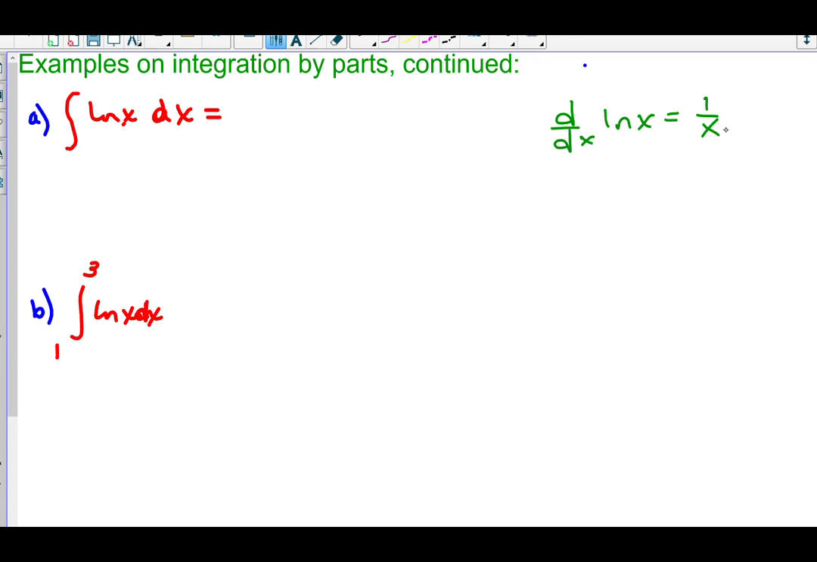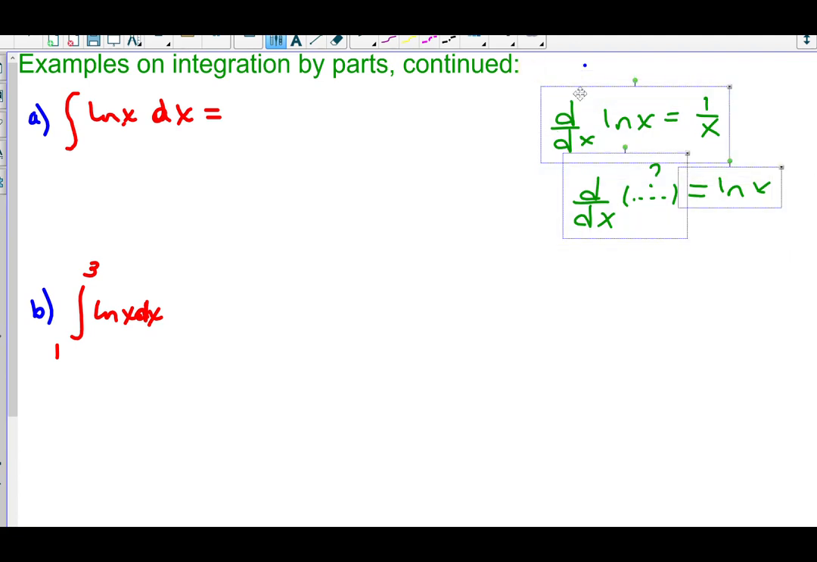So to integrate ln x, we need to come up with a function that, when differentiated, gives you ln x. So you want the answer to be equal to ln x when you are differentiating this quantity, and that we don't know. We haven't seen such a function yet, okay? So therefore, we're going to try to use integration by parts.